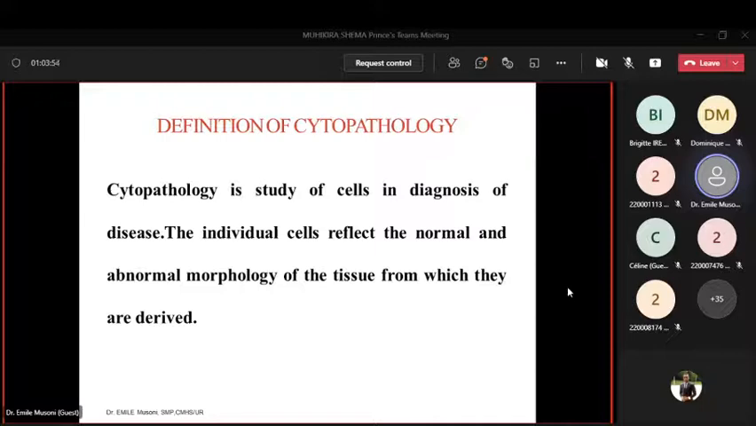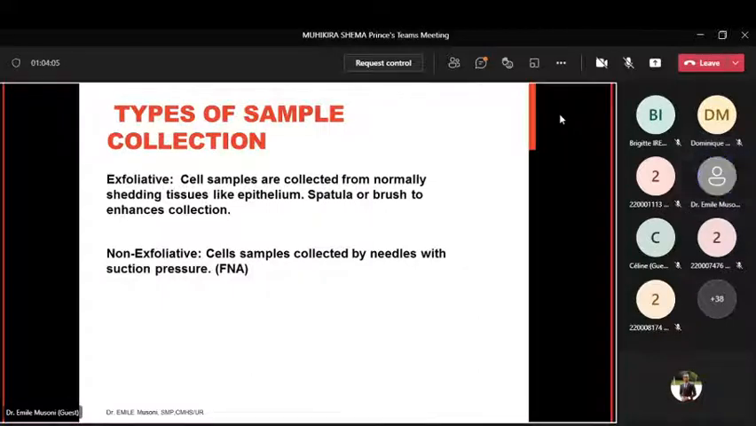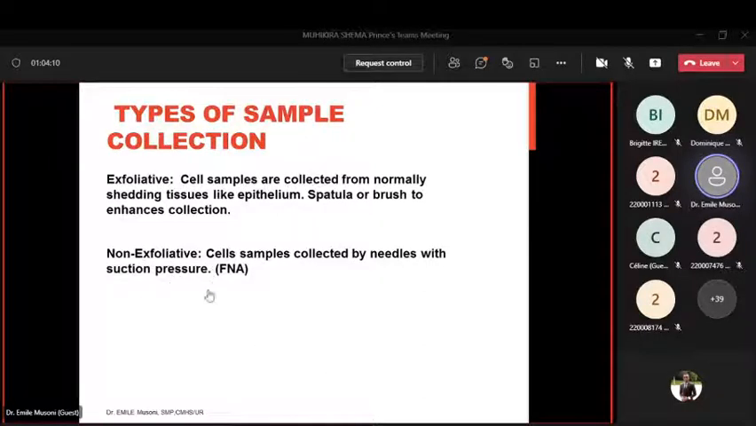Normal and abnormal morphology of the tissue from which they are derived, meaning that we analyze the cells from some tissue. There are two types of sample collection in cytology. It can be exfoliative and non-exfoliative.